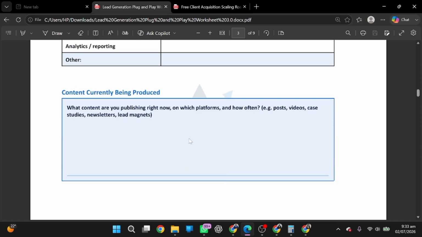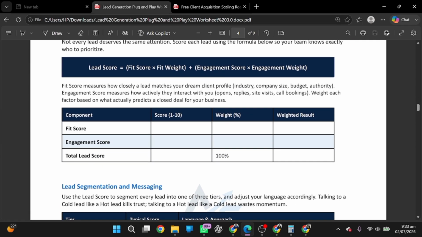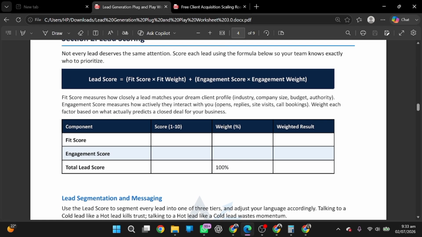Content currently being produced. Do you produce content? If you don't, leave it blank. Lead scoring, so score your lead here. You're going to use this formula: fit score times fit weight plus engagement score times engagement weight.